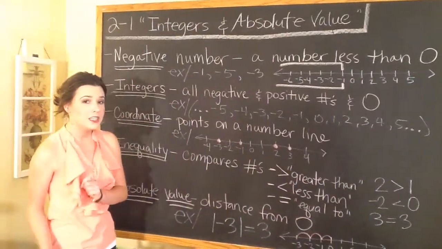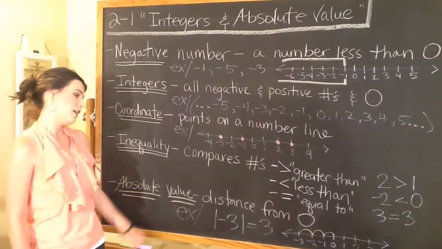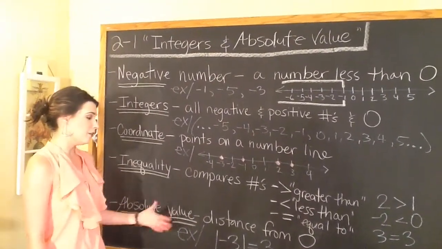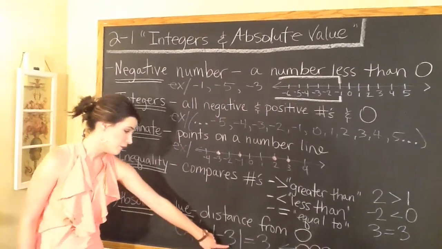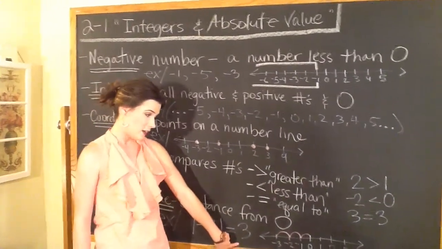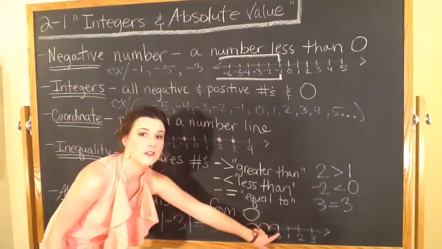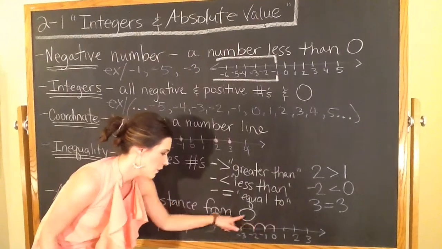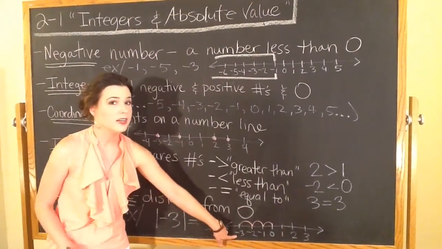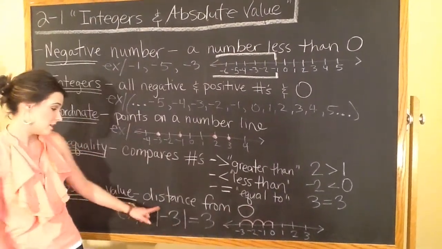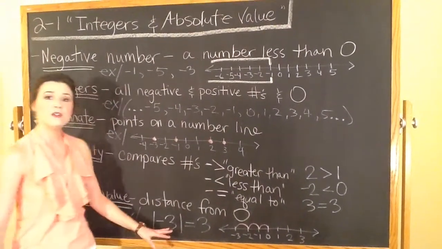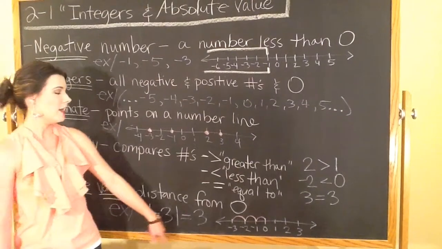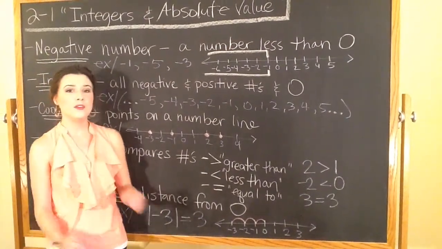Alright, the last term that we need to know is absolute value. Now, absolute value is the distance from 0. So the absolute value of the number -3 is just 3. Because when you start at 0 and you figure out how many units it is away from 0, we have 1, 2, 3. So even though the number is negative, when it goes inside of these absolute value symbols, you take away the sign. So how many units is -3 away from 0? It is 3 units. Alright, let's do a few examples.